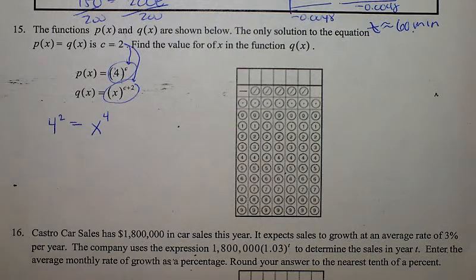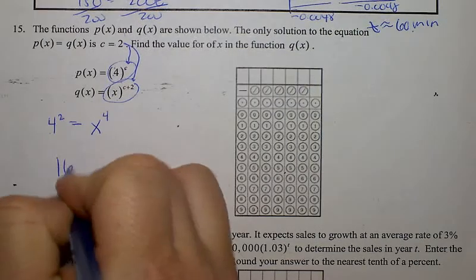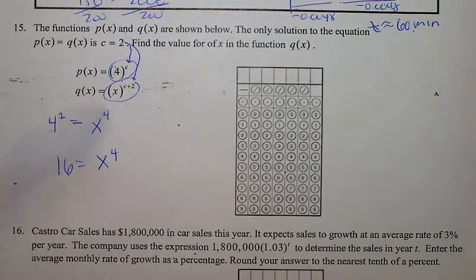Okay. 4 squared is 16. And I could graph this, and I could get the same answer by finding the intersection points, but I just think this is a little bit easier. Now, there's a lot of confusion because we've been working with exponentials. Students see this, and they think, okay, now I have to use logs.